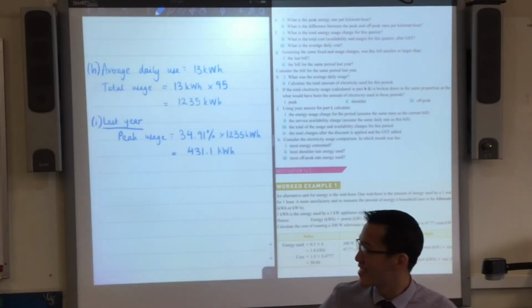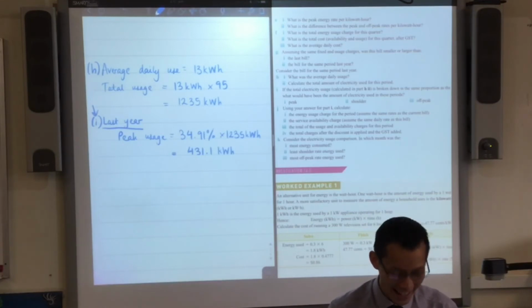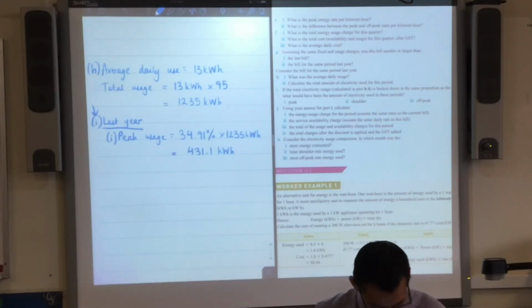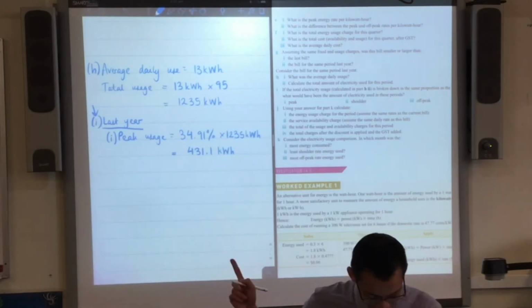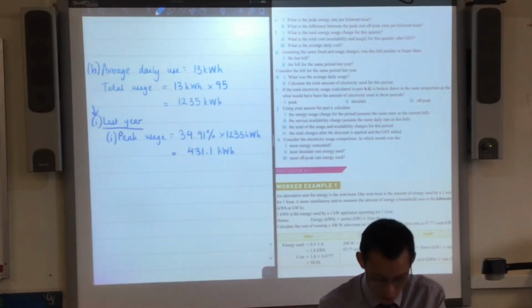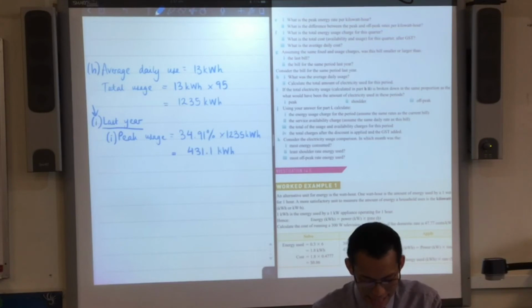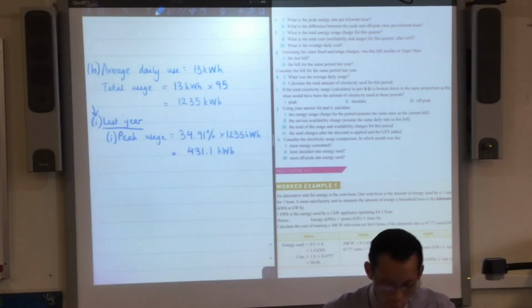So this is I and this is 1. That's not confusing at all, is it? Those are Roman numerals. So part I, part 1, that's done. Then in part J it says, using your answer for part I, that's not confusing, calculate the energy usage for the period. Okay, here's what you're going to do.